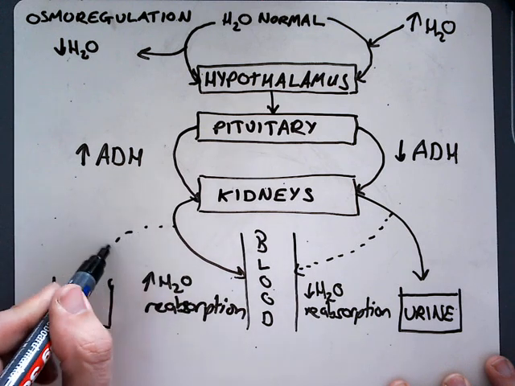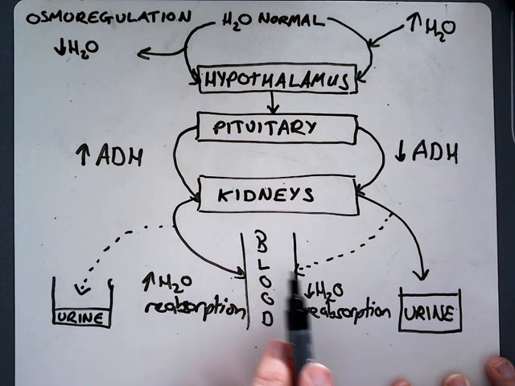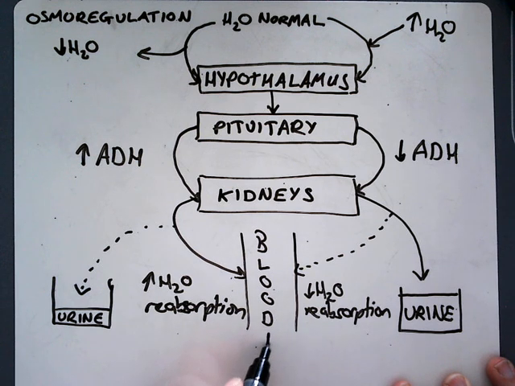And very little water is passed into the bladder, and so the concentration of the urine is high, but the volume of the urine is low. So this is strong smelling yellow urine. But we've managed to get this water level in the blood as high as we can. Hopefully, if these two processes work, we end up with the water level rising to normal, and then the process can continue.